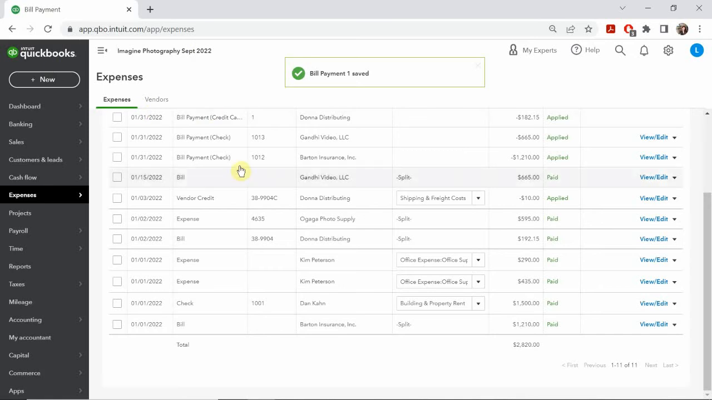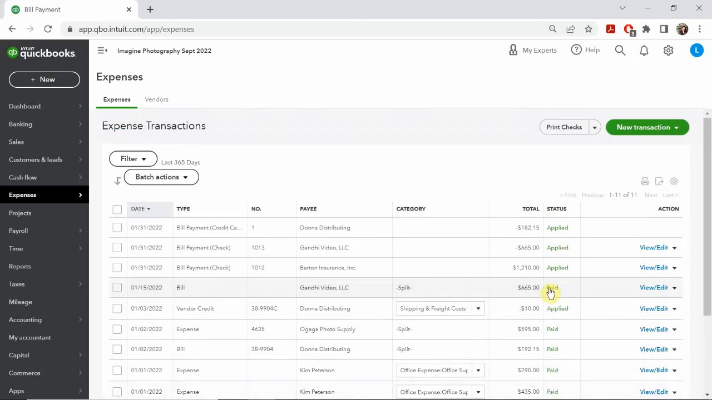There you go. So now that bill that we had, 33904, is now marked paid. Okay? And this vendor credit is marked applied. Okay? So now you owe Donna Distributing nothing, right? And that's how you apply a vendor credit. You apply it through a bill, a pay bills window.